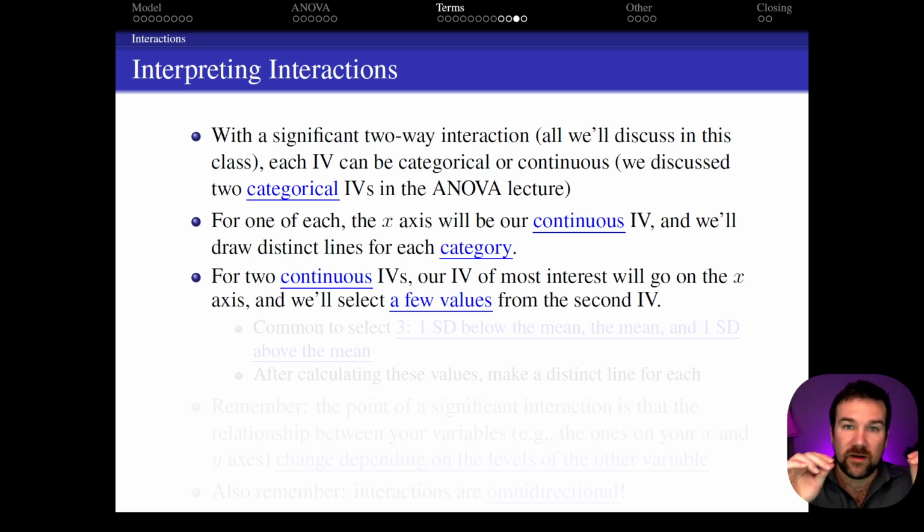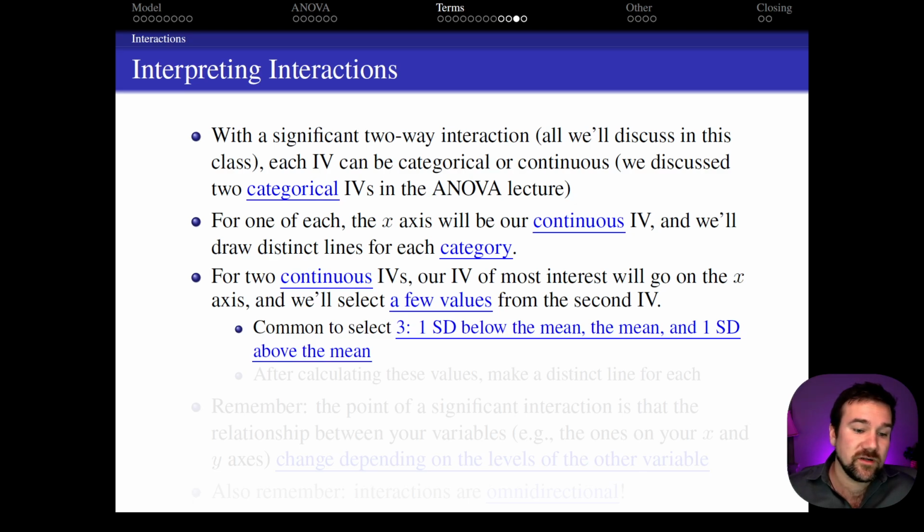We'll call it independent variable 1 on your x-axis, and your dependent variable on your y-axis. The second independent variable, we're going to break into groups so that we can make distinct lines as if it was categorical. Essentially, we're going to categorize the second independent variable only for the purposes of the graph, not for the purposes of the analysis. The interaction term in the analysis is still treating it as continuous, but for the purpose of visualizing it, we're going to break it into categories.